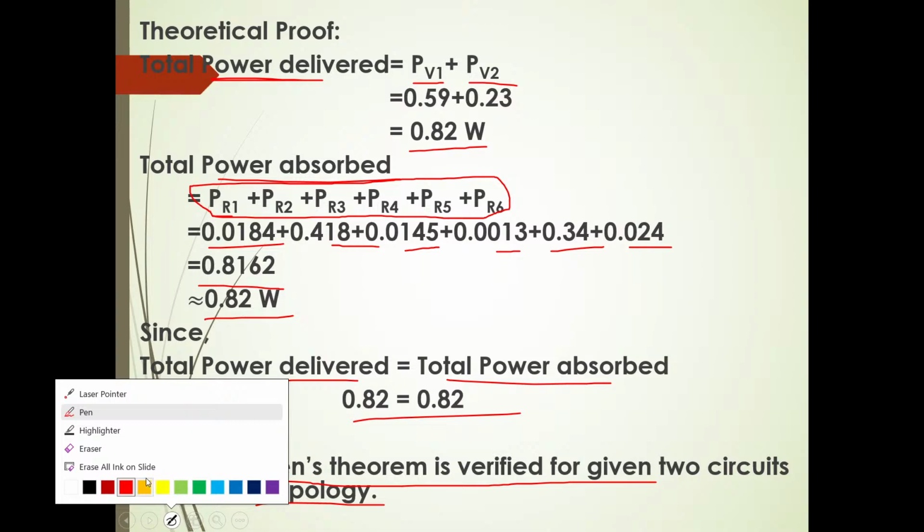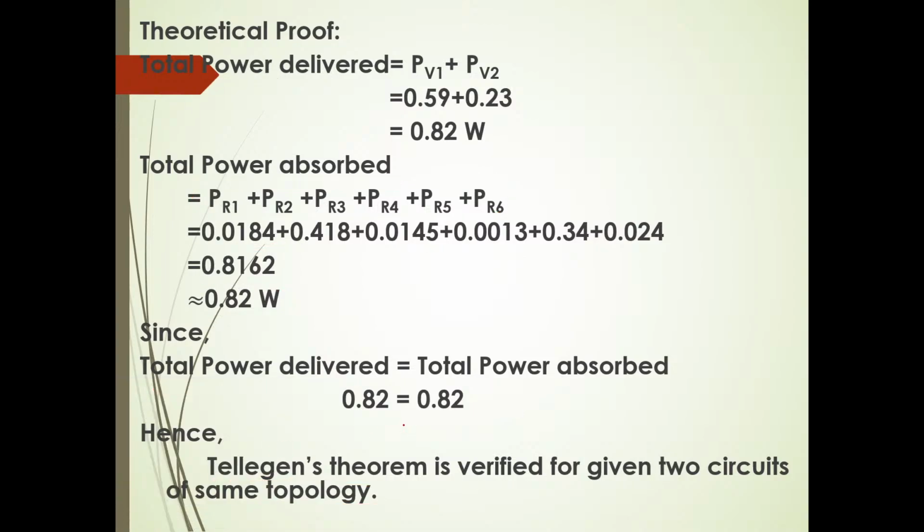So if the total power delivered by the sources is equal to the total power absorbed by the elements in the given circuit, then Tellegen's theorem is verified.